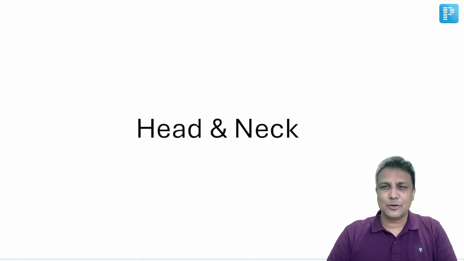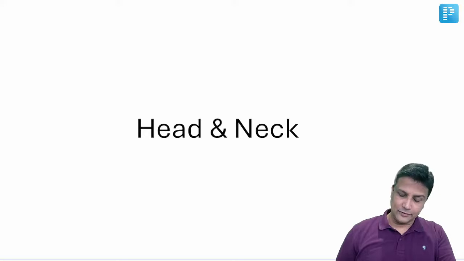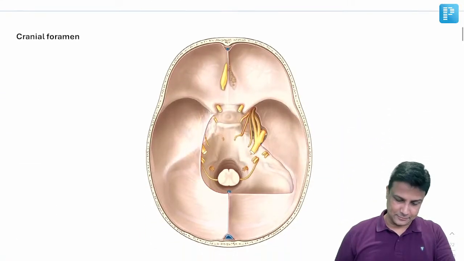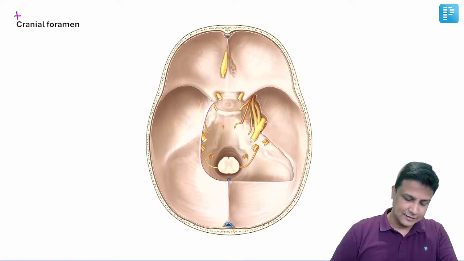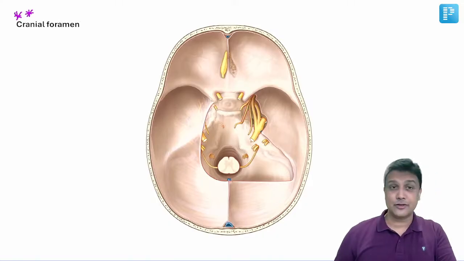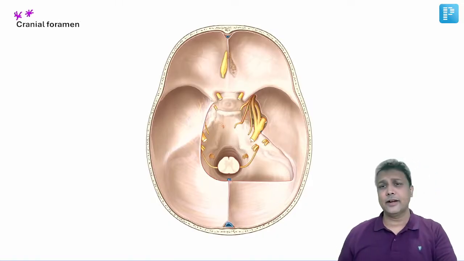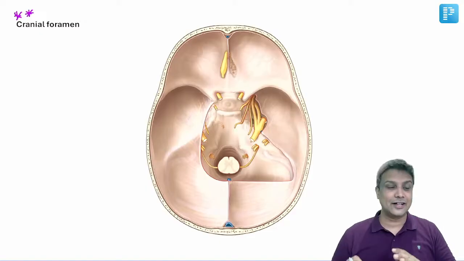So we have discussed almost every important topic in neuroanatomy. Now after that, let's go ahead with the next important topic, that is head and neck topics. One of the hot favorite topics in INI-CET exam is the cranial foramen and the structures passing from here. Especially nowadays they are giving this diagram where you have to identify the cranial nerve.